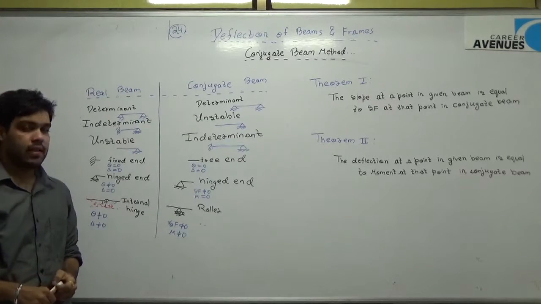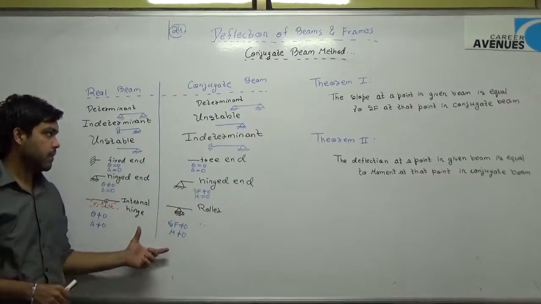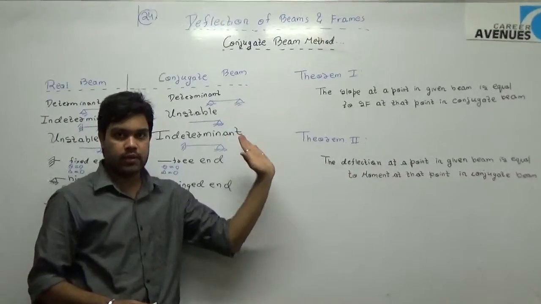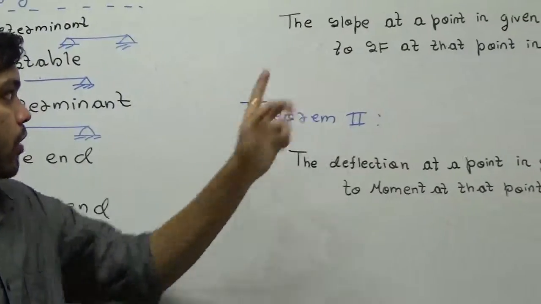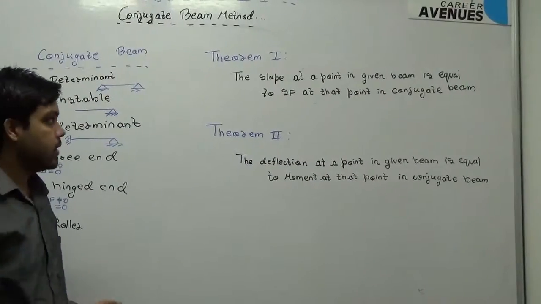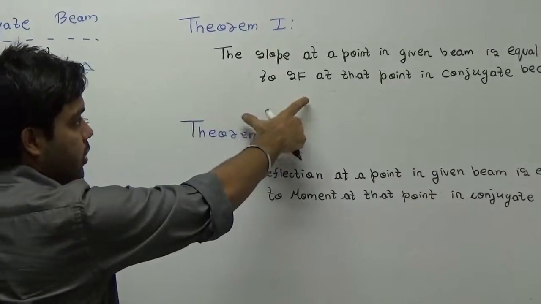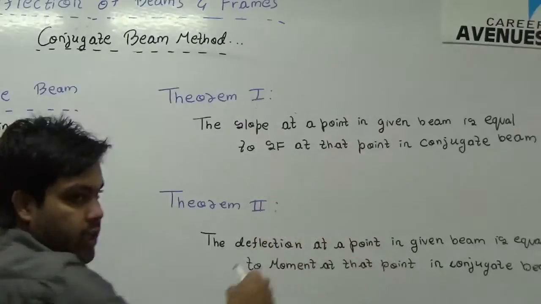So now we are seeing the second method of deflection, that is the conjugate beam method. Let's see the theorem first, and then we'll see what is actually a conjugate beam. Theorem 1 of the conjugate beam says that the slope at a point in a given beam is equal to the shear force at the same point in the conjugate beam.